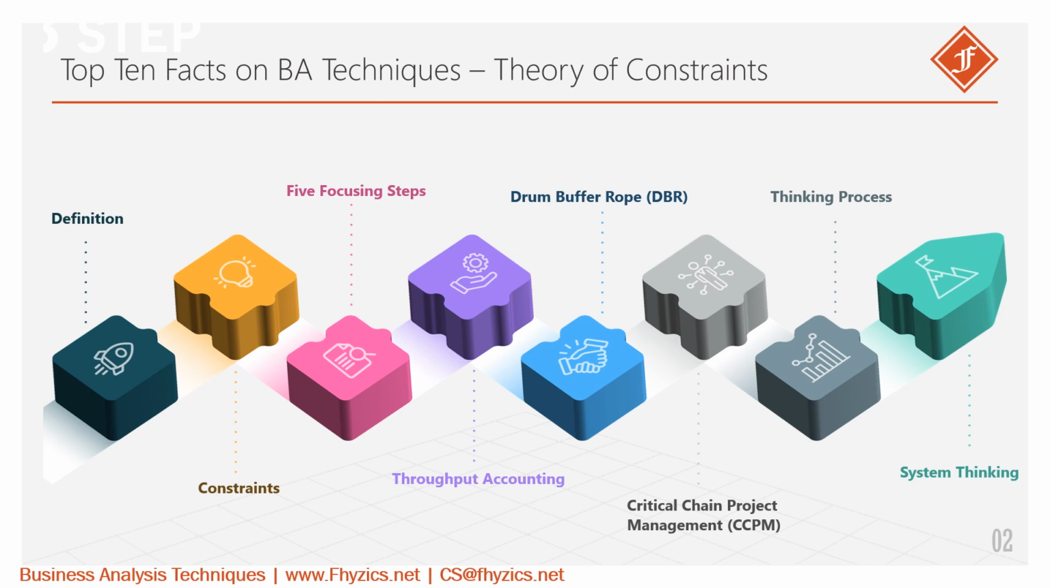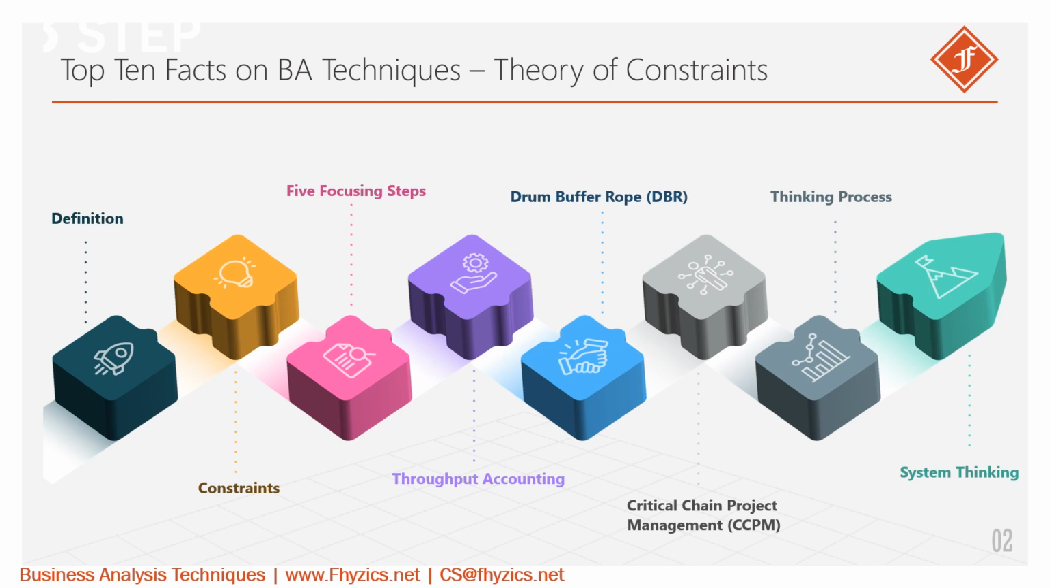Critical Chain Project Management, CCPM. CCPM is a project management approach derived from TOC that focuses on managing constraints in project environments. It emphasizes the importance of managing project schedules based on the constraints' availability rather than the traditional practice of padding individual task durations.